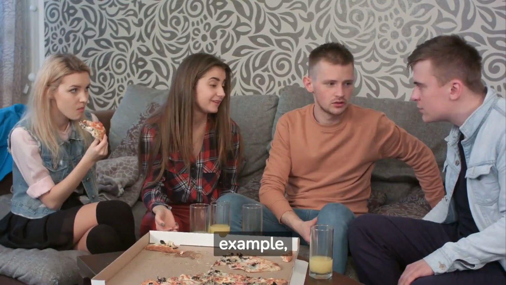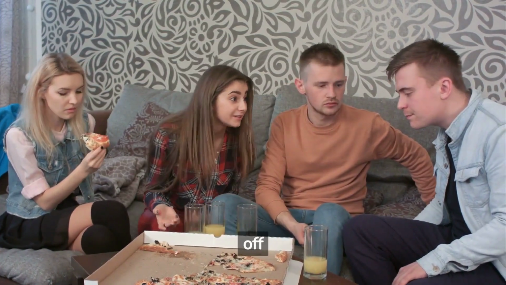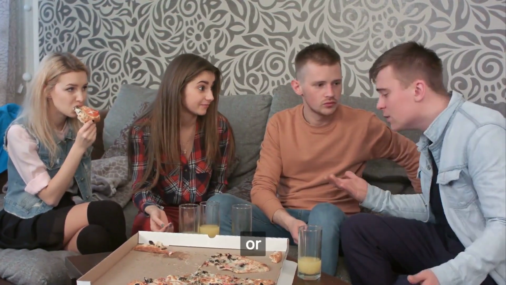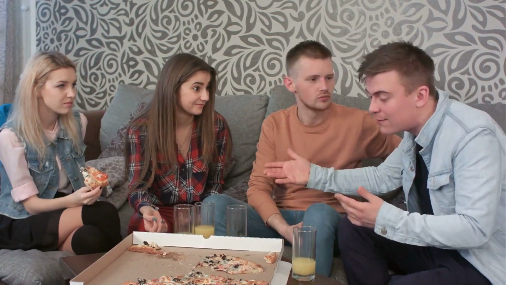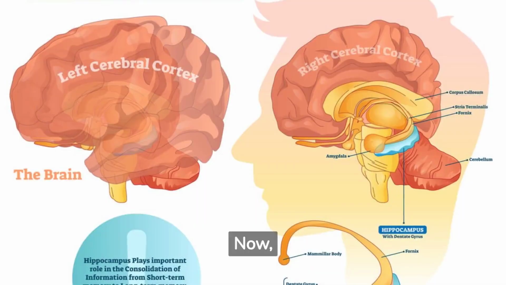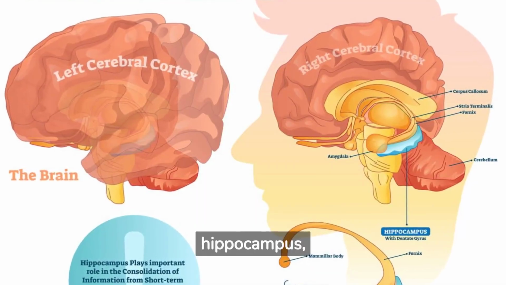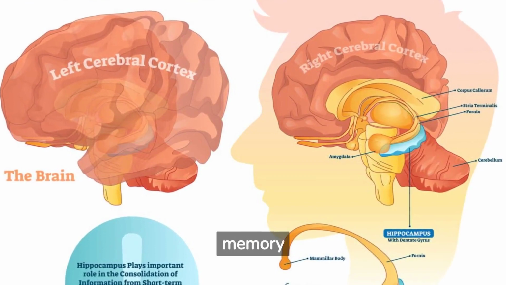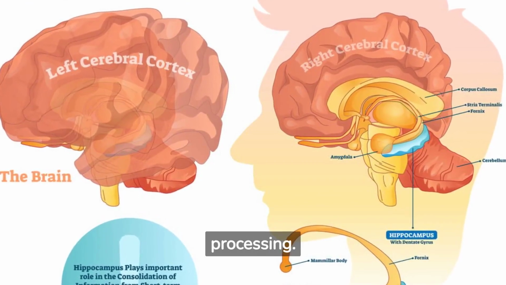In our example, Jim's amygdala may have been set to go off anytime someone makes a commitment to him or asks him to do something that takes his time and effort. Now, let's shift our focus to the hippocampus, a brain structure vital for memory formation and emotional processing.